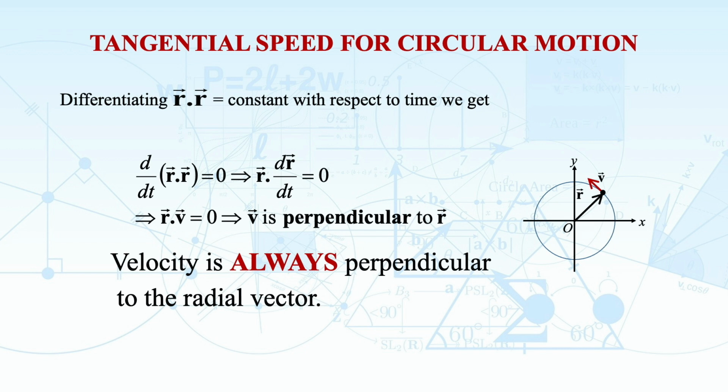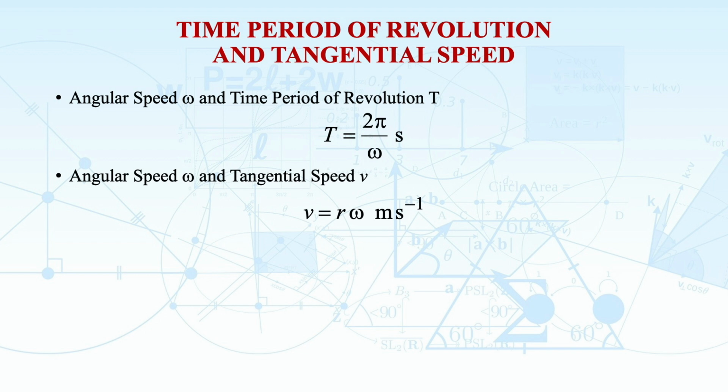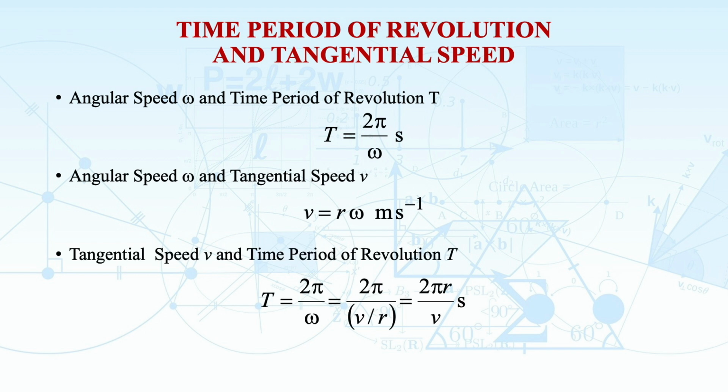So what do we know about the time period of revolution and this tangential speed? We have already said that the time period is nothing but 2 pi by omega seconds. Since you know that v is equal to r omega, we can relate the time period to the linear speed as well by using the radius. So T is 2 pi by omega, which is 2 pi by v by r, so it is 2 pi r by v seconds. So you can write the time period of revolution either in terms of the angular speed or the linear speed.